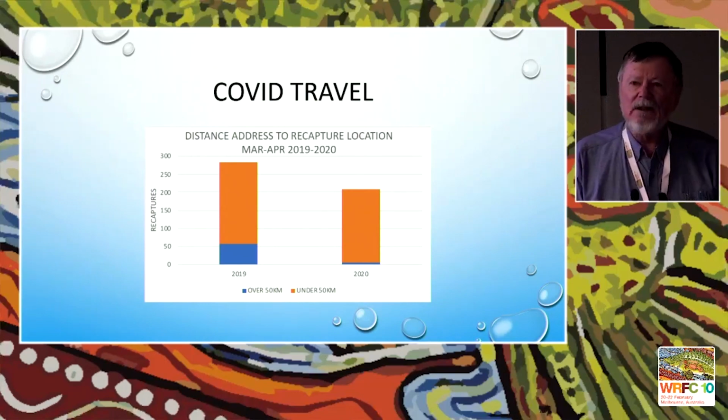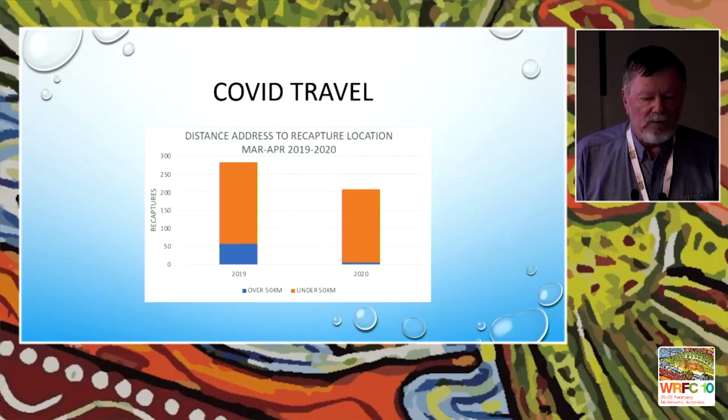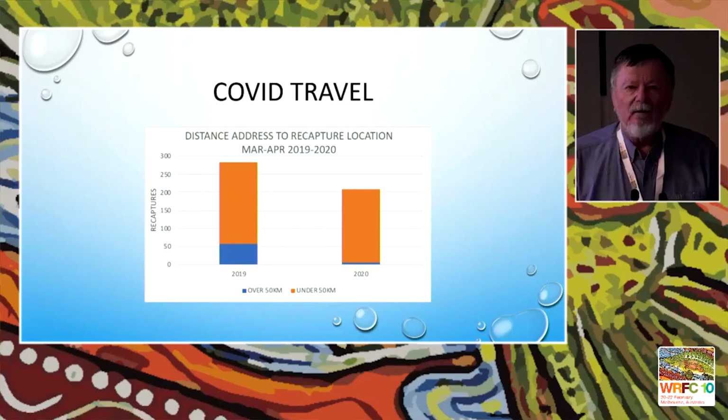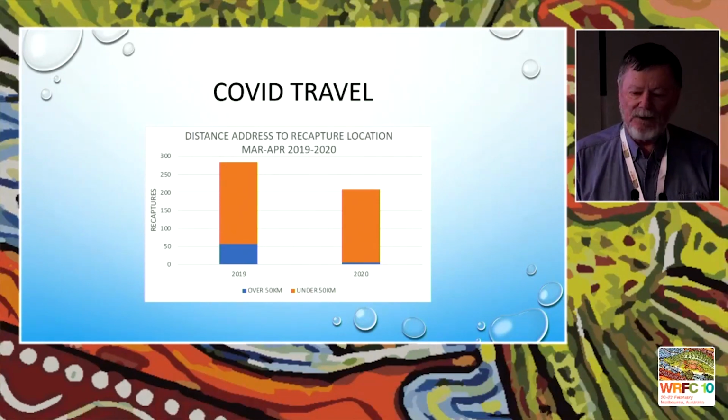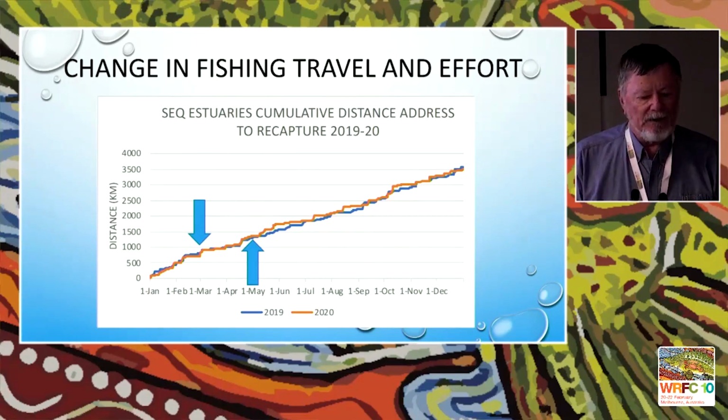In 2019, about 19% of fishing trips involved a distance of over 50 kilometres. And in 2020, that had dropped to 2%. So we actually did see a significant difference in the travel distance. So we could see that there was an impact from COVID. But the impact wasn't uniform. In different parts it was quite different.